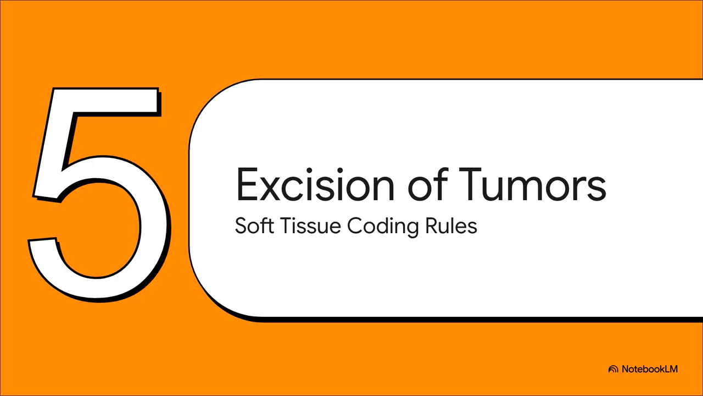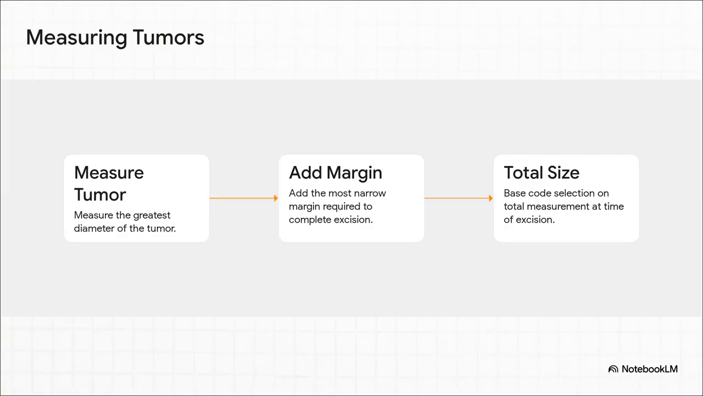Next up is Section 5, Excision of Tumors. Let's shift gears a bit. If you code for soft tissue connective tumor excisions, this 3-step formula is going to be your new best friend. Step 1, take the tumor's greatest diameter. Step 2, add the narrowest margin of normal tissue that the surgeon required to completely excise it. Step 3, that combined measurement, taken at the time of the excision, is what dictates your code.